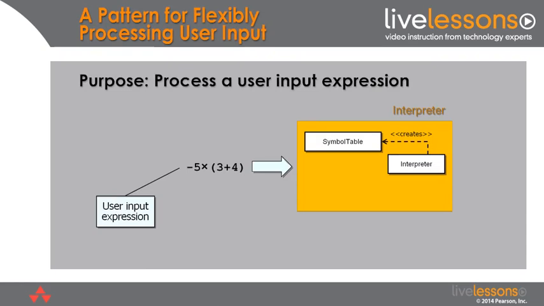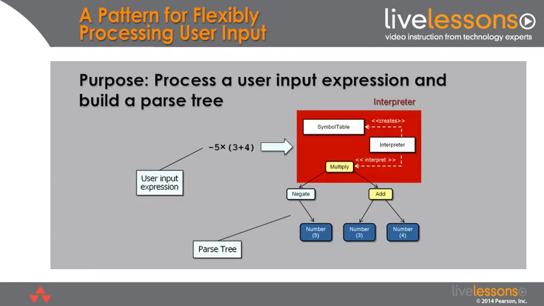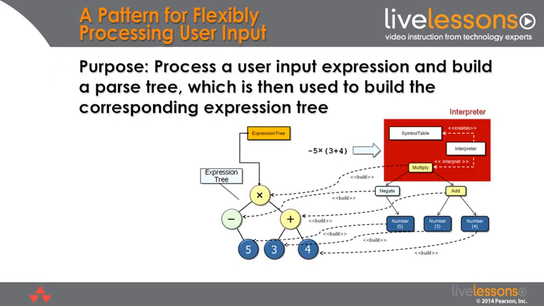The purpose of using the interpreter pattern is to process user input expression, build a parse tree, and then use this parse tree later to build the corresponding expression tree. In this discussion, interpreter will be applied to automate the parsing of input expressions from users. Let's first provide a little context for this in the Expression Tree Processing app.